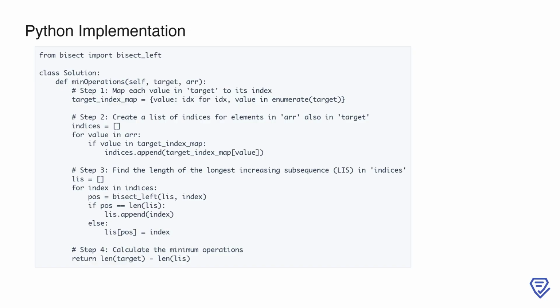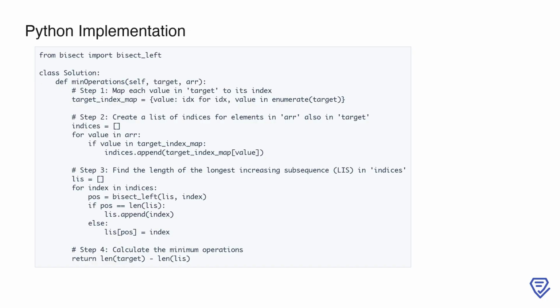Step-by-step explanation. Step 1. Map target elements to indices. We start by creating a mapping of each value in target to its corresponding index using a dictionary. This allows us to efficiently look up the position of any value in target, which is critical for the subsequent steps. For example, if target equals [5, 1, 3], the map will be 5: 0, 1: 1, 3: 2.